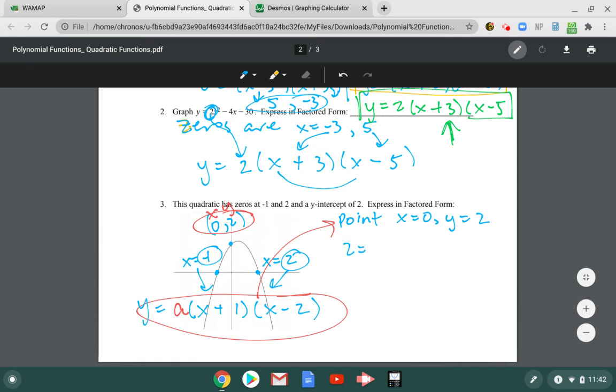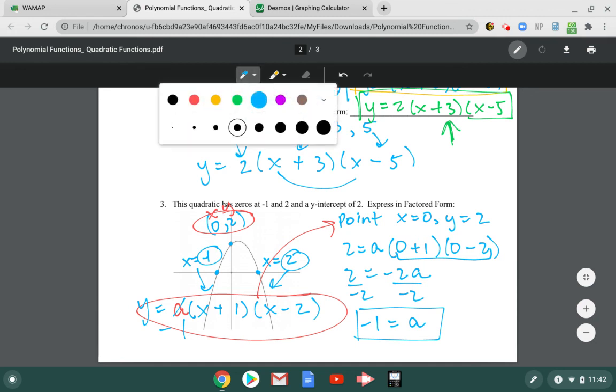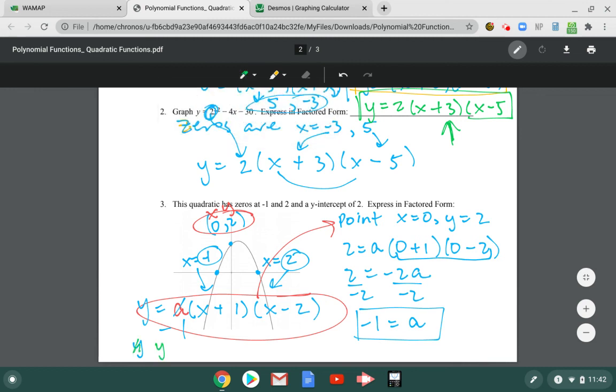Put the point in and solve for a. So 2 is equal to a, I don't know what a is, times 0 plus 1, 0 minus 2. So 2 is equal to, just doing the math here, 1 times -2, -2a. Divide both sides by -2, and -1 is a. So we only had that reflection. I'm going to go ahead and put my answer in green so you can see it separate. Y is equal to negative or -1, either one is fine. And then my factorization, x plus 1, x minus 2.